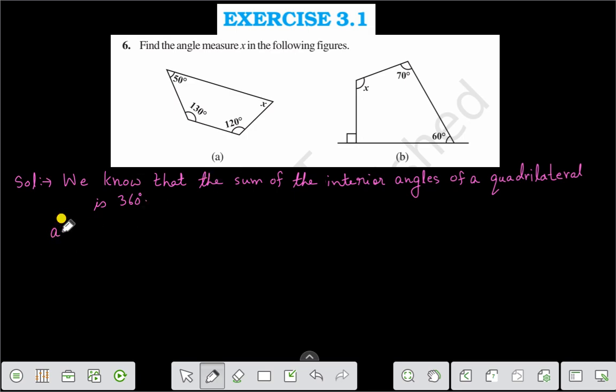Then from figure A we are getting that this angle plus this angle plus this angle plus this angle is 360 degrees. Therefore we can write 50 degrees plus 130 degrees plus 120 degrees plus x is equal to 360 degrees.